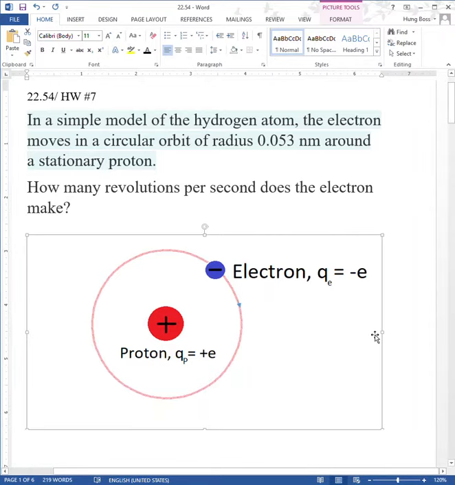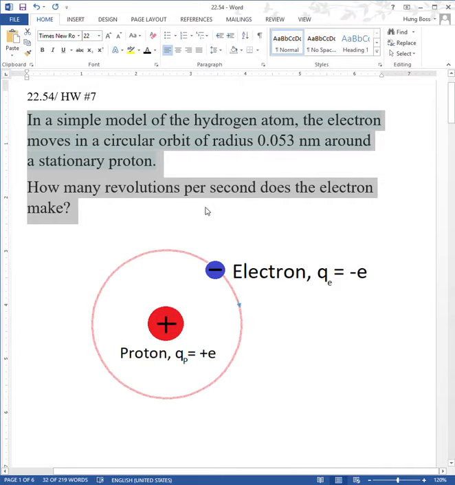Today I will show you guys how I solved the problem 2254 of homework number 7 on mastering physics. Please keep track of my pointer on screen so that you guys can know what I am talking about. And this is the problem. Let's take a few seconds to read it.